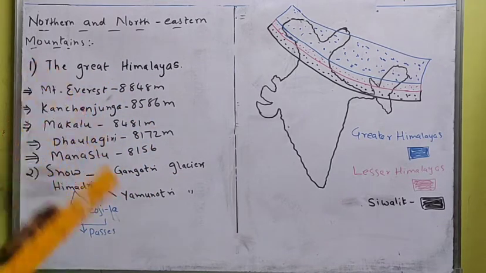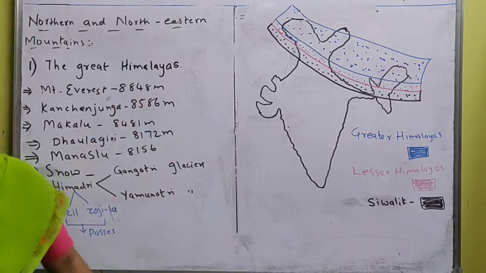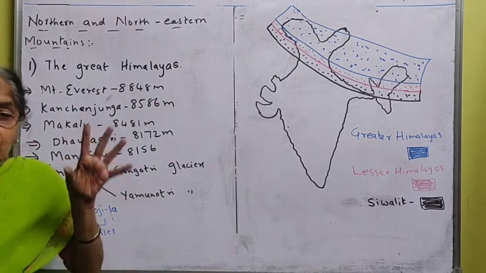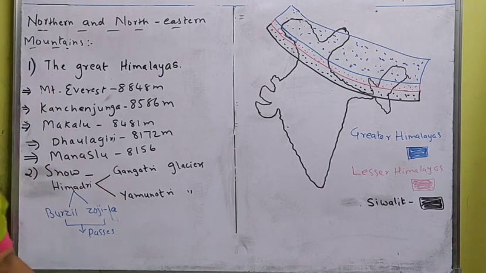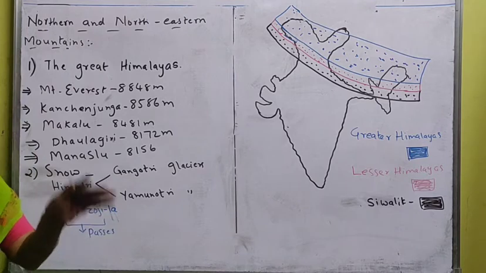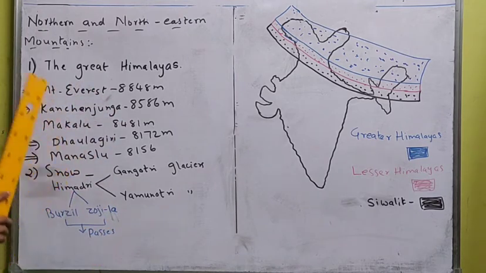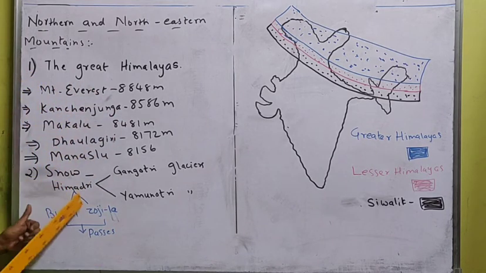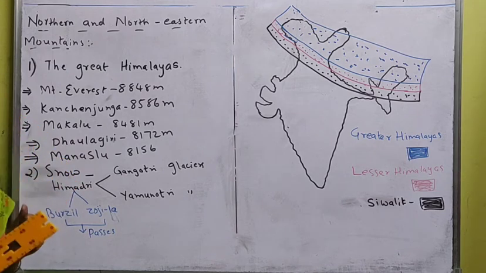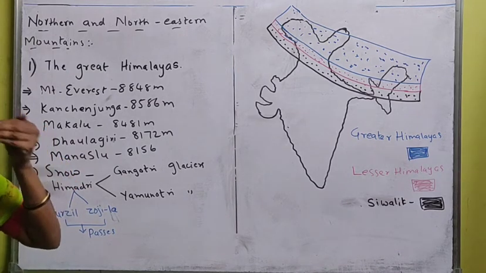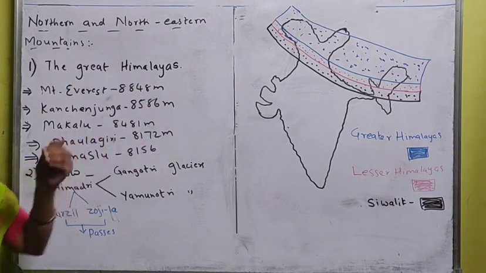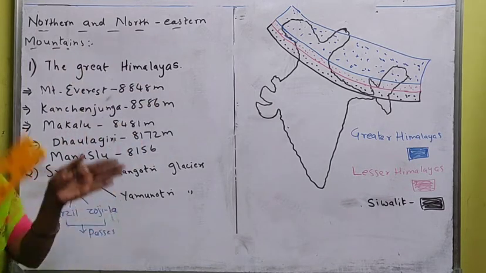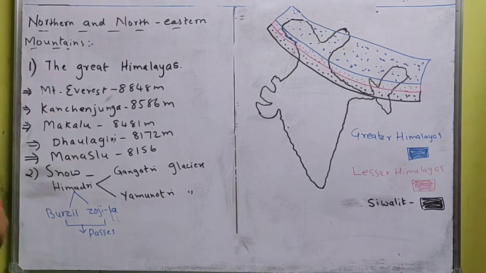Himalaya is always covered with snow. Whenever you see the Himalaya, it will always be covered with snow because it is the cold part of our India. That is why it is called Himadri. Hima means snow, so Himadri is the snow-clad mountain.